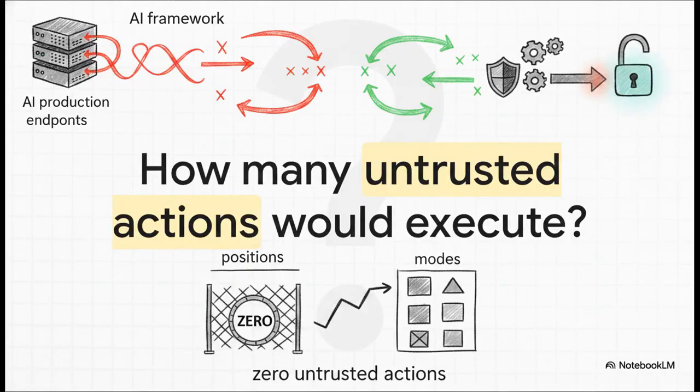I want to leave you with one final thought as you head into the lab. If your AI framework quietly hid unsupported modes behind default fallbacks instead of failing visibly, how many untrusted actions would execute in production before you even noticed? By strictly separating positions from modes and enforcing a rigid orchestration policy, we ensure the answer to that question is always zero.